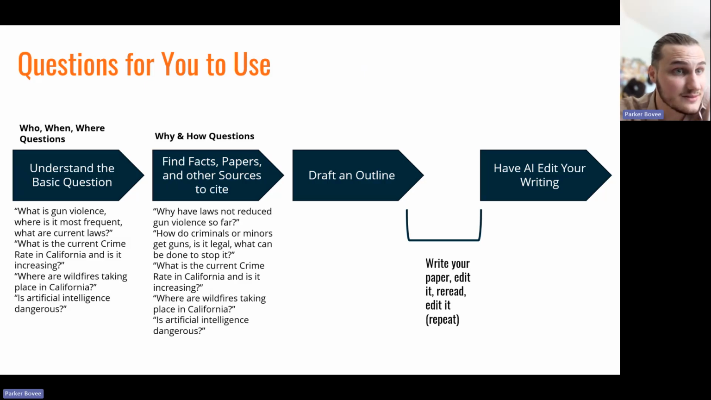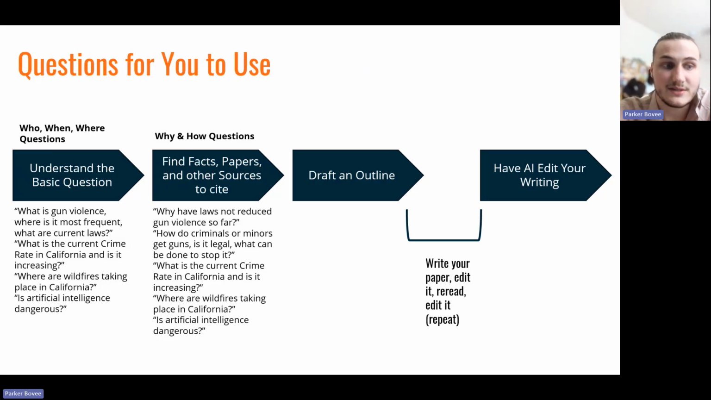What is gun violence? Pretty simple question. Maybe the model will have an interesting response. Where is it most frequent? What are the current laws? Interesting questions. What is the current crime rate in California? And is it increasing? I doubt that you know this statistic off the top of your head, so why not ask a model that has access to the entire internet?